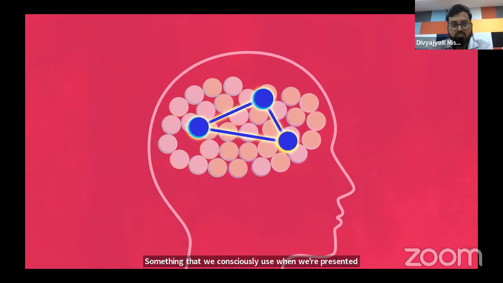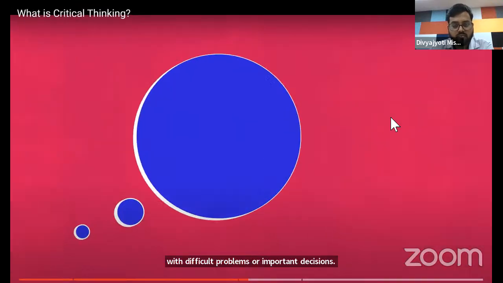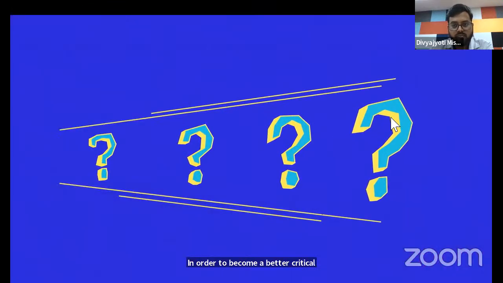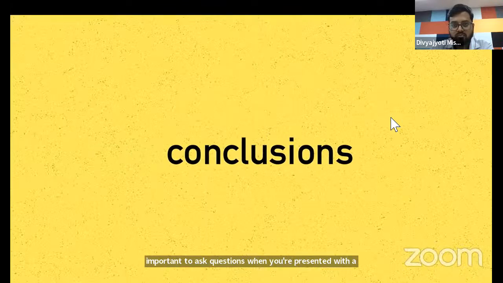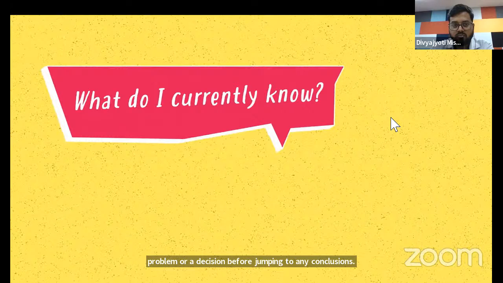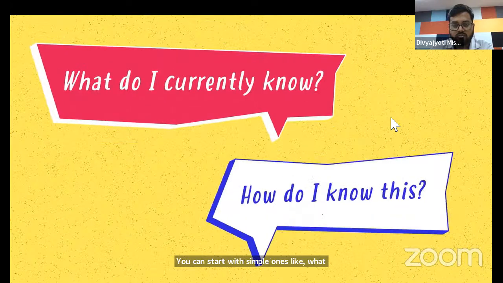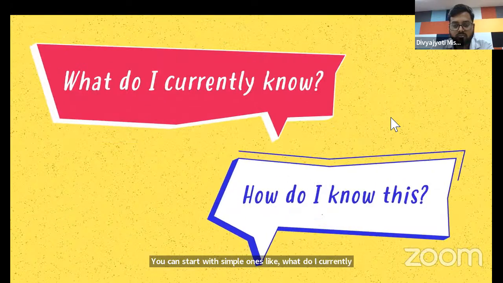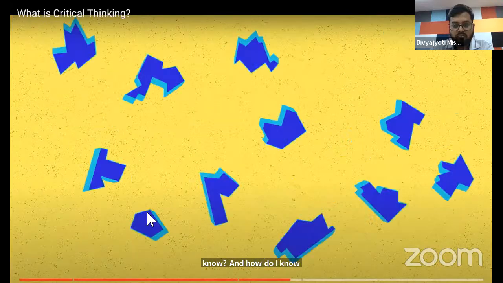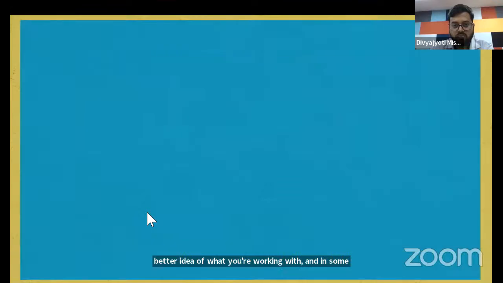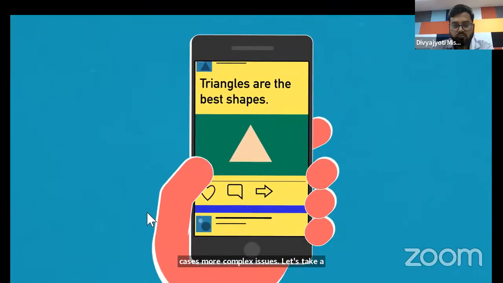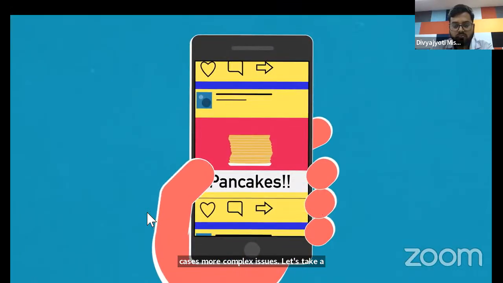In order to become a better critical thinker, it's important to ask questions when you're presented with a problem or a decision before jumping to any conclusions. You can start with simple ones like, what do I currently know? And how do I know this? These can help to give you a better idea of what you're working with, and in some cases, simplify more complex issues. Let's take a look at how we can use critical thinking to evaluate online information.